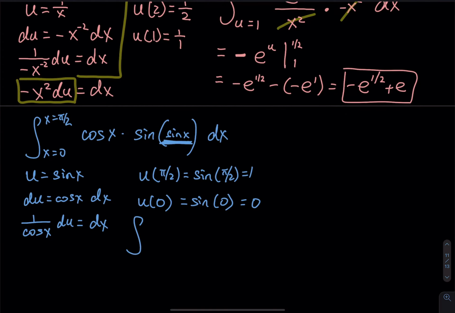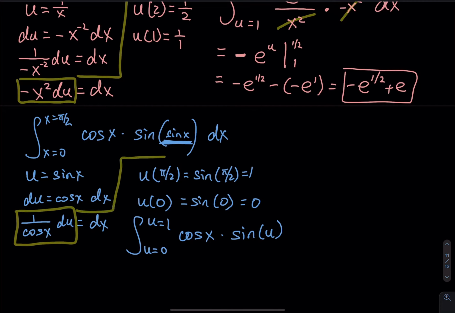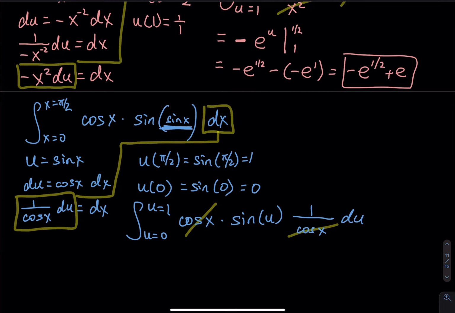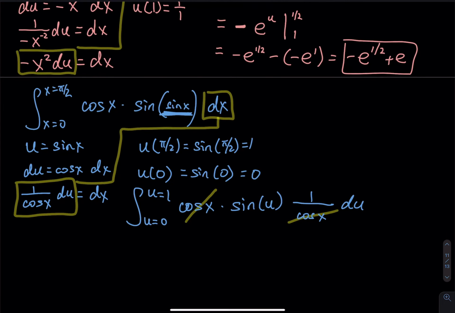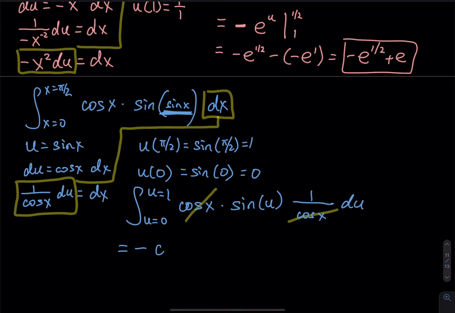So now we have the integral, u goes from 0 to 1, and then we have cosine x times sine of u, and then put this piece there. That is called change of variable. And then we have 1 divided by cosine x du, and the cosine x can be cancelled. You check, make sure there is no more x. The integral of sine is negative cosine, so we have negative cosine of u, u goes from 0 to 1. And then simply plug in: negative cosine 1 minus minus cosine of 0.